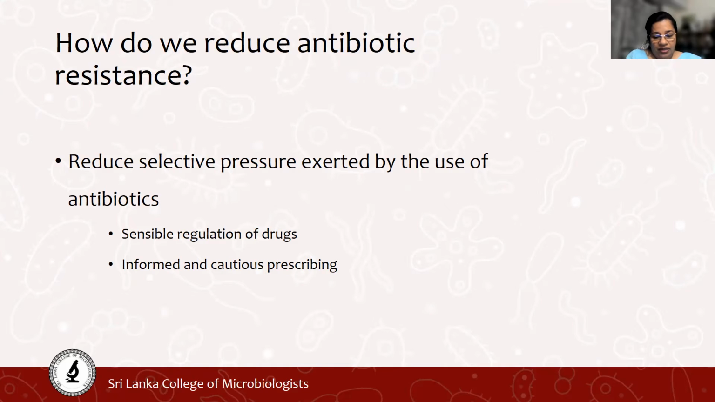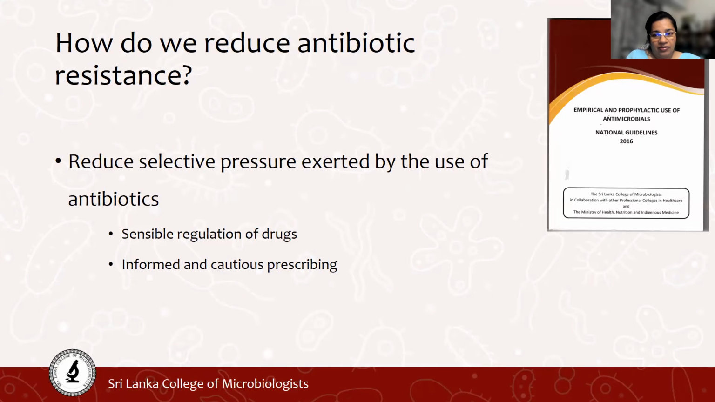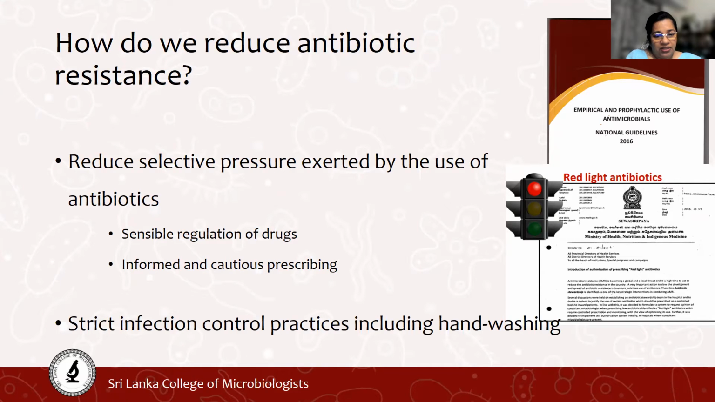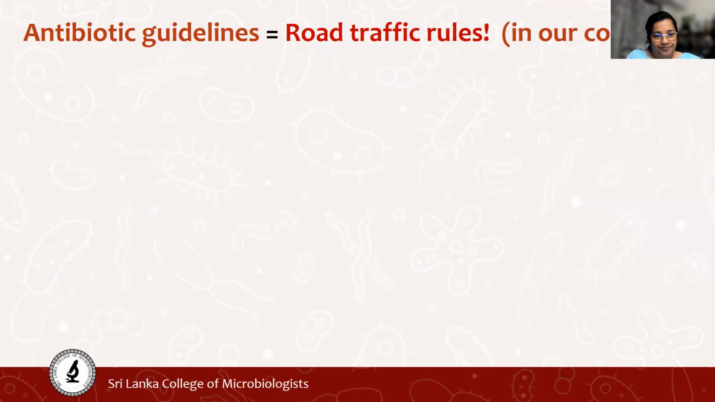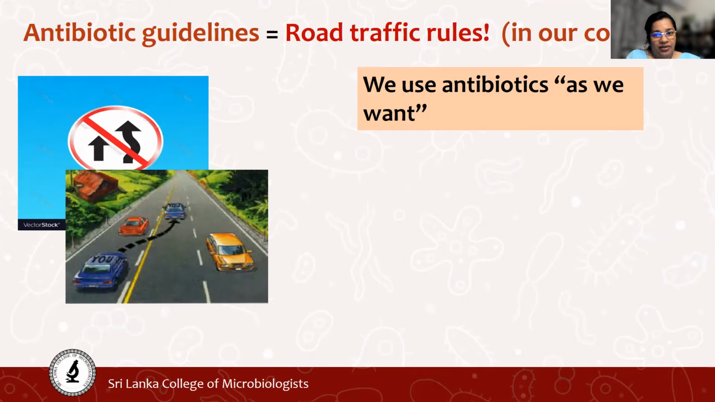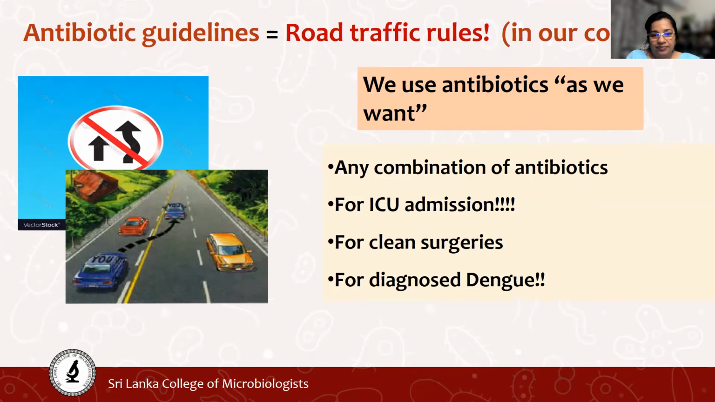Sensible regulation of drugs, such as following guidelines, informed and cautious prescribing, having some restrictions on antibiotic usage, strict infection control practices, including hand washing. Antibiotic guidelines are like road traffic rules in our country, because neither is followed. So you can see. And we use antibiotics as we want as well.